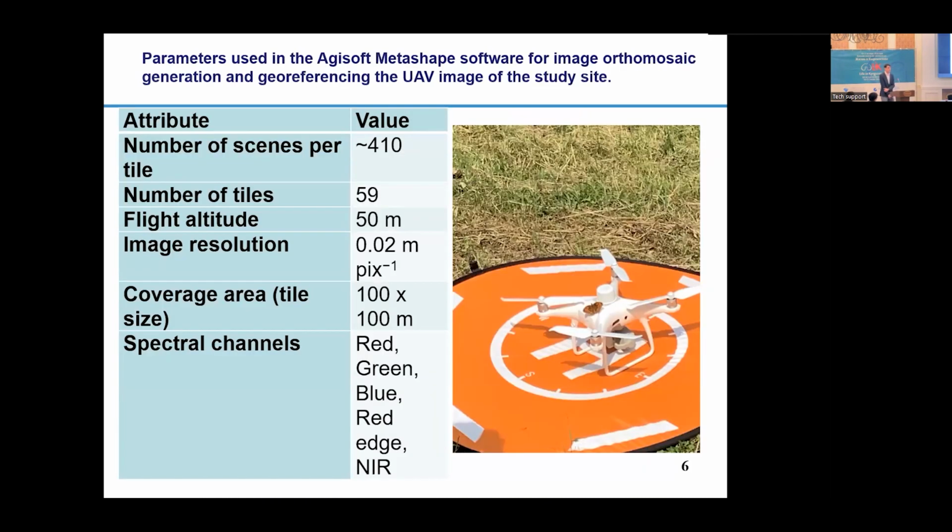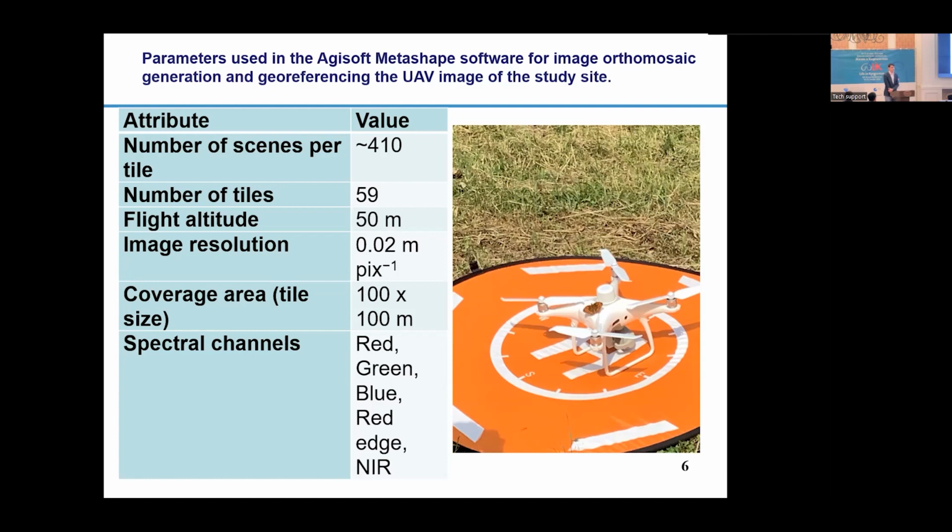Немножко характеристик нашего дрона, который совершал полет. Эти цифры были разработаны нами. Именно такой метод сбора связан с техническими ограничениями дрона. То есть была выбрана территория залета 100 на 100 метров. Высота полета дрона использовалась в 50 метров.